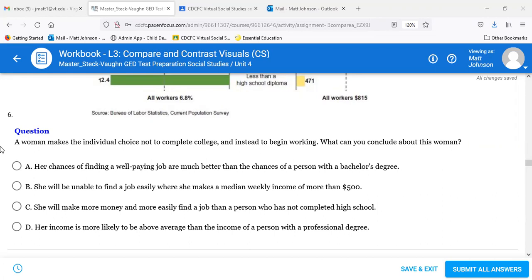A woman makes the individual choice not to complete college and instead to begin working. What can you conclude about this woman? A, her chance of finding a well-paying job is much better than the chance of a person with a bachelor's degree. B, she will be unable to find a job easily where she makes a median weekly income of more than $500. C, she will make more money and more easily find a job than a person who has not completed high school. D, her income is more likely to be above average than the income of a person with a professional degree.